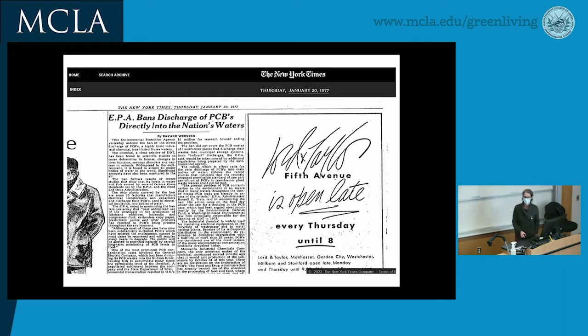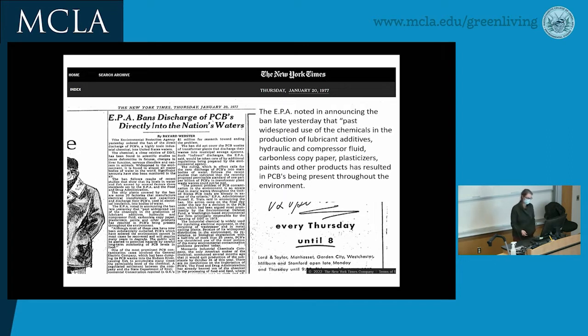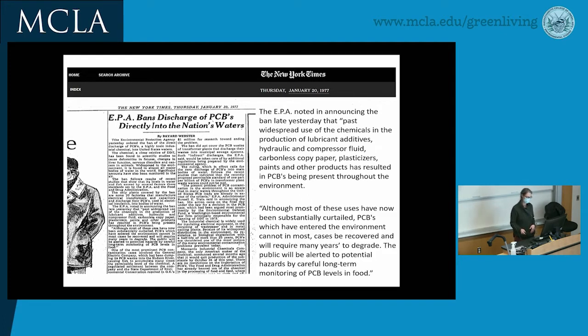PCBs are considered a legacy contaminant. They're part of our legacy, and they have defined many of our futures. So here in this news article, it states, the EPA noted in announcing the ban late yesterday the past widespread use of the chemicals in the production of lubricant additives, hydraulic and compressor fluid, carbonless copy paper, plasticizers. PCBs are a plasticizer, paints, and other products has resulted in PCBs present throughout the environment.